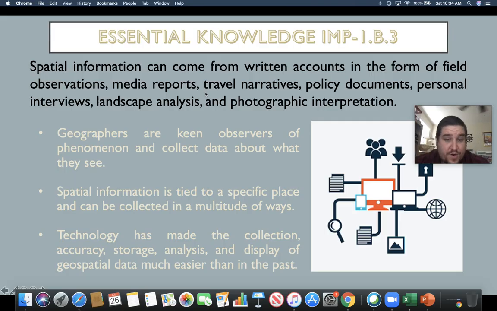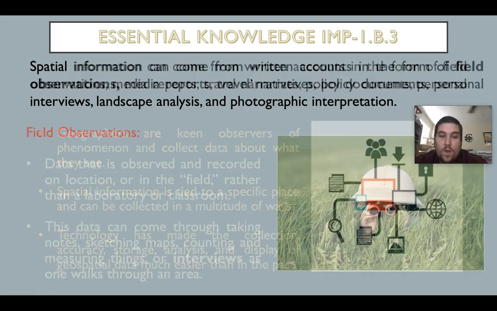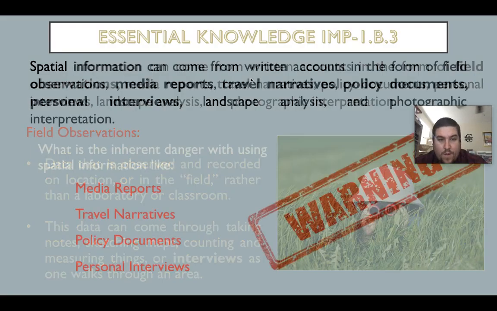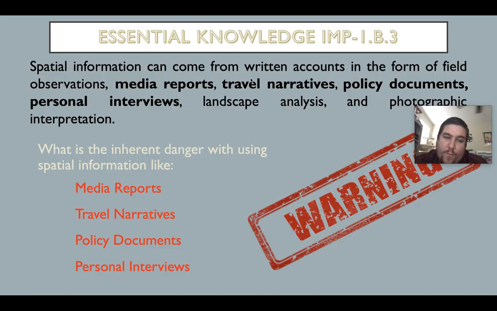Geographers are keen observers of phenomena and collect data about what they see. Technology has made this data collection much more accurate and easier to pull back up and reference. The first one we're looking at is field observations. This is data that is observed and recorded on location or in the field rather than a laboratory or classroom. This data can come through taking notes, sketching maps, counting and measuring things, or interviews as one walks through the area.